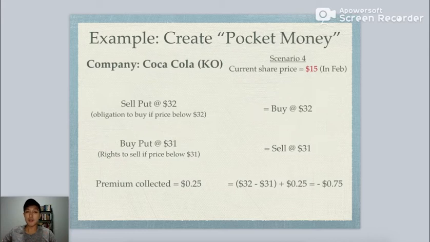Do you notice something? If the share price has dropped so much, your P&L is exactly the same as if the share price had dropped just a bit, to below 31 or slightly below. So this mechanism, the buy put mechanism, helps to protect your losses if the share price has a huge plunge.